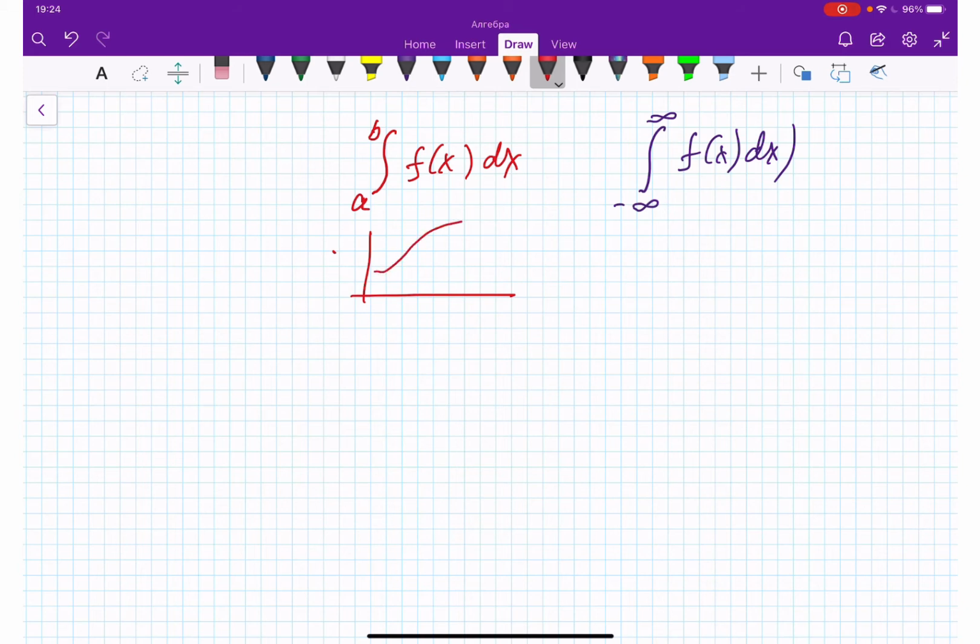Let's say we want to find the area under this curve, between A and B. So that will be our definite integral. And the A and B is a segment or range that we call the integration segment or integration range.